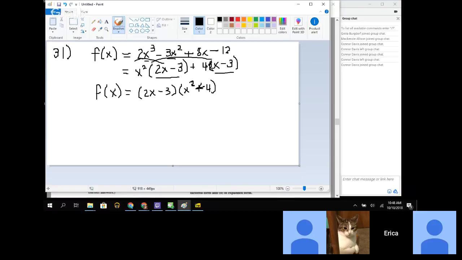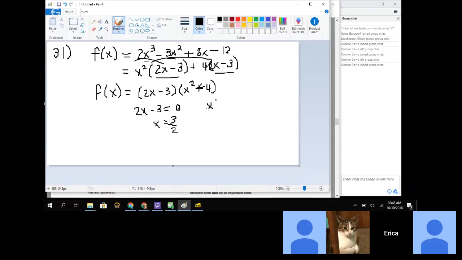It's got two of them, right? So we have, this one's easy, right? That's exactly right though, Connor. So you've got x equals 3/2. That's a real root, right?